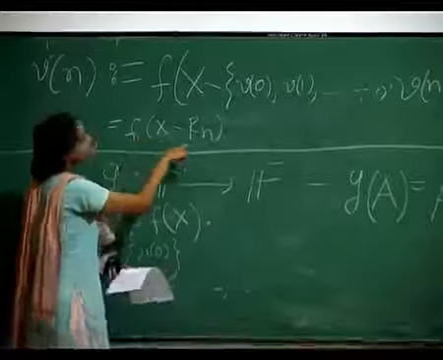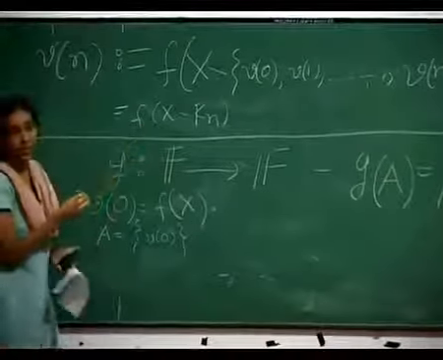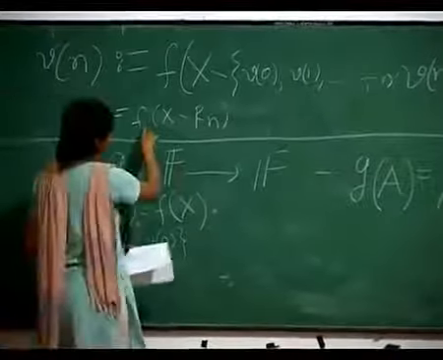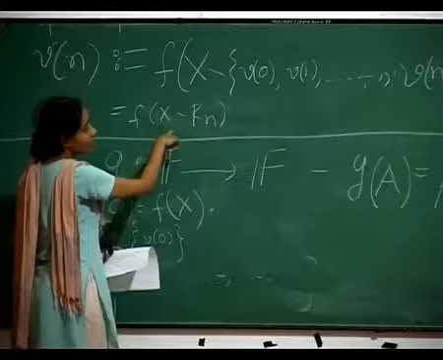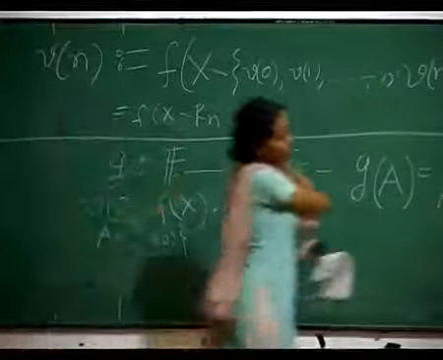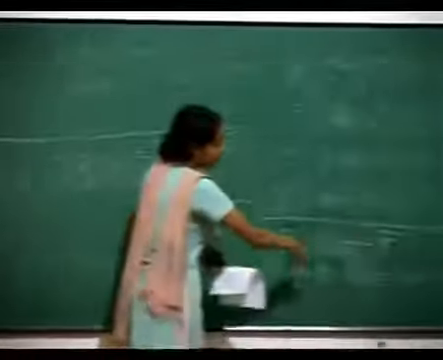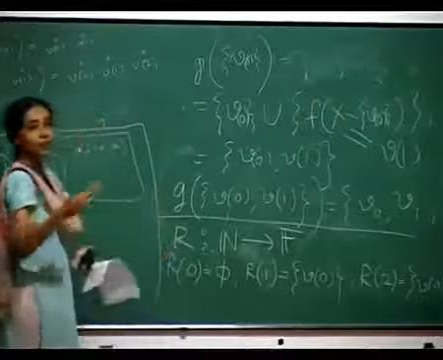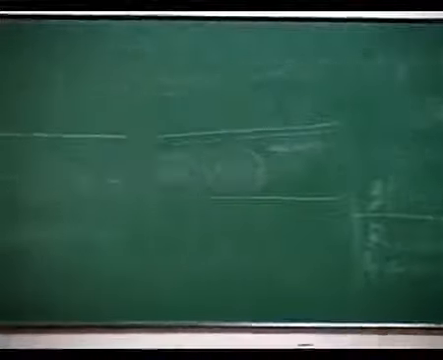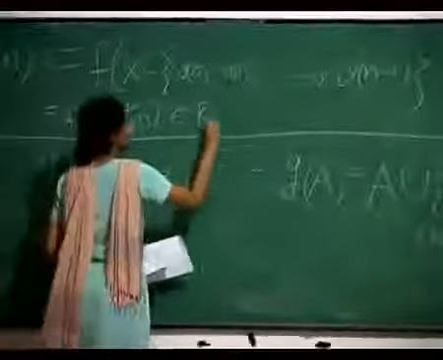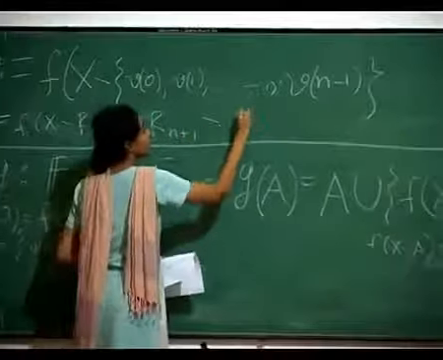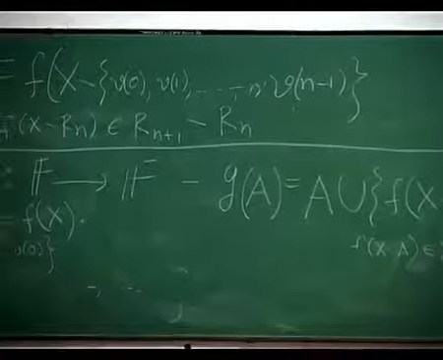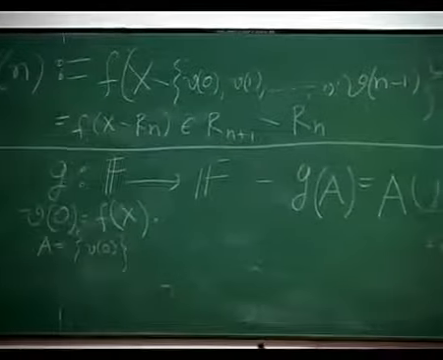So it is really f of x minus Rn. But we know that f of x minus Rn is inside x minus Rn, which means it doesn't belong to Rn. On the other hand, f of x minus Rn is inside R of n plus 1, because the way we are choosing these, R of n plus 1 is V0, V1, V2 up to Vn. So this element is really in Rn plus 1 minus Rn.